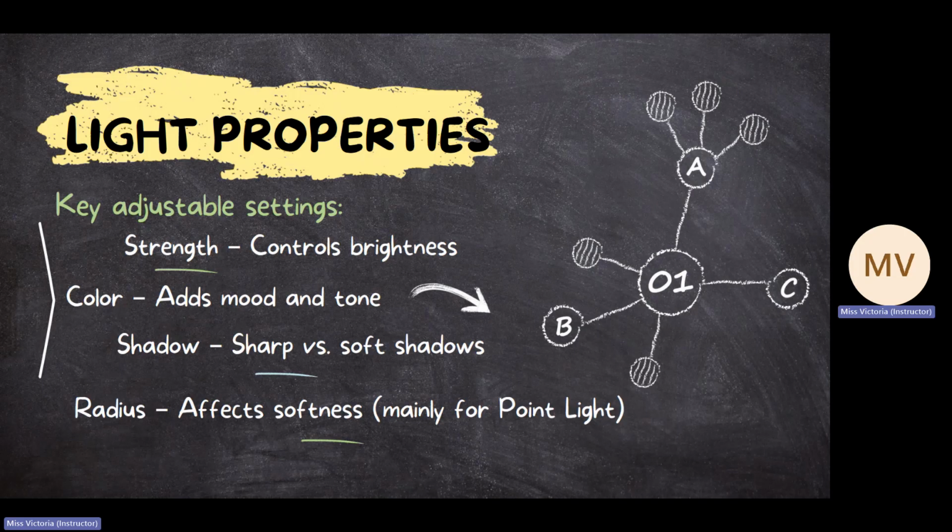So it works mainly with the point light, giving us a dimension. And if you follow the concept of what a circle is, a radius simply means the distance from the center of the circle to the circumference. So that's what it actually does. So the larger it is, the bigger the surface area in which our point light can cover.